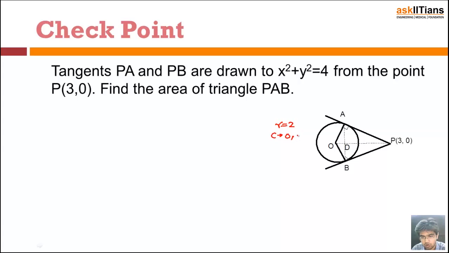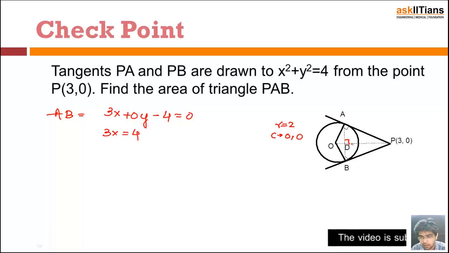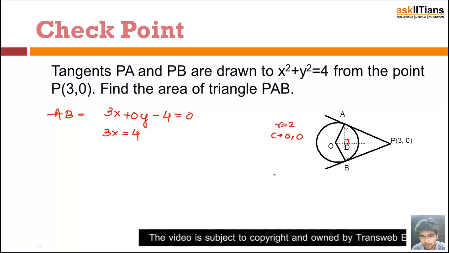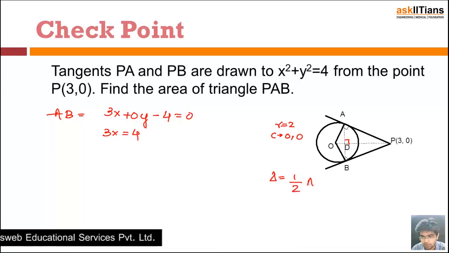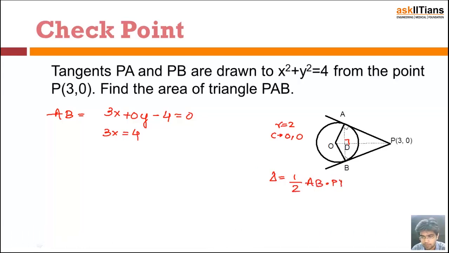Center is (0, 0). I can find out the equation of AB because AB is nothing but the chord of contact. Equation of AB will be 3x plus 0y minus 4 is equal to 0. That means the equation of AB is 3x equals 4. And you can clearly see that O is (0, 0), P is (3, 0). That means OP and AB are perpendicular. Now we need to find out the area of the triangle. So delta will be, if you take AB as base, half of AB into PD. So we need to find out the values of AB and PD.